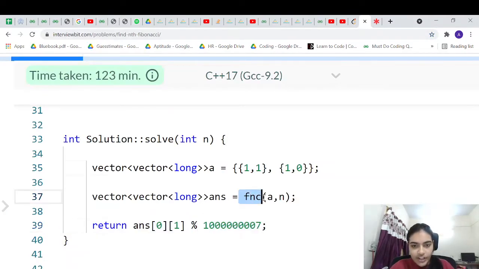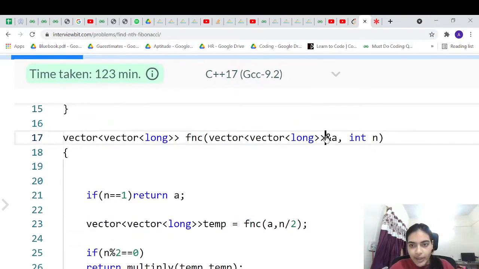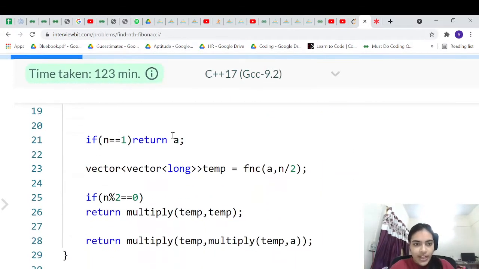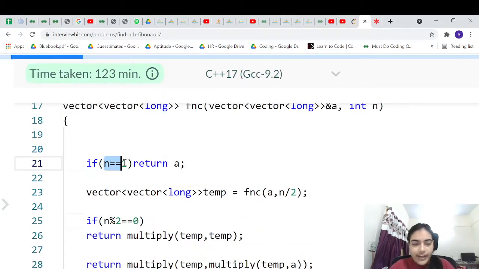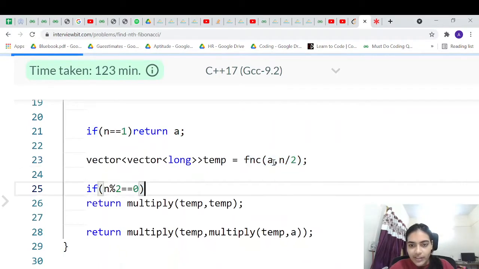Okay, so now let us see this function. This function is very simple. I have to multiply the matrix A n times, A into A into A up to n times. If n is 1, I can just return it. If I simply have n equal to 1, I have to return the same matrix. Otherwise, I call the function for n by 2.